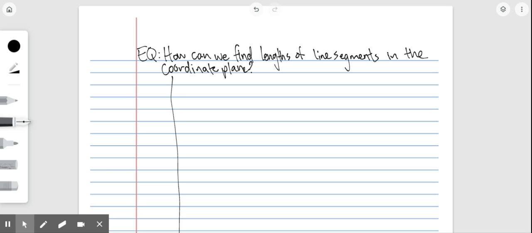All right, you guys, today we're going to finish up 1.3, which is about midpoint and distance. So today we're talking specifically about distance. So how can we find the length of line segments in the coordinate plane?